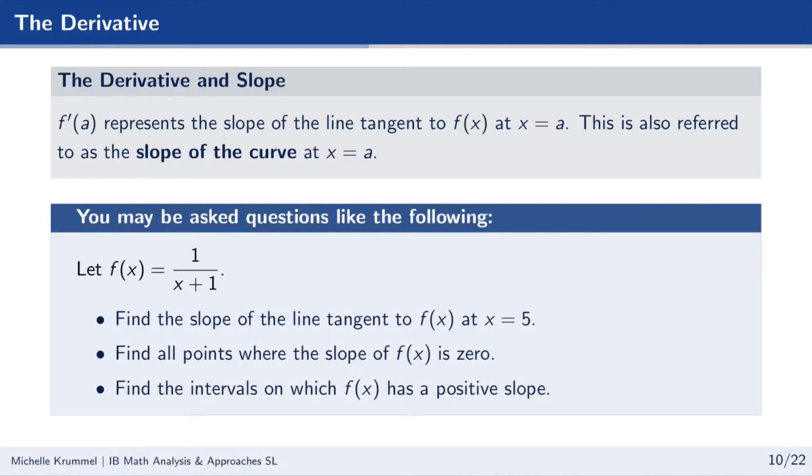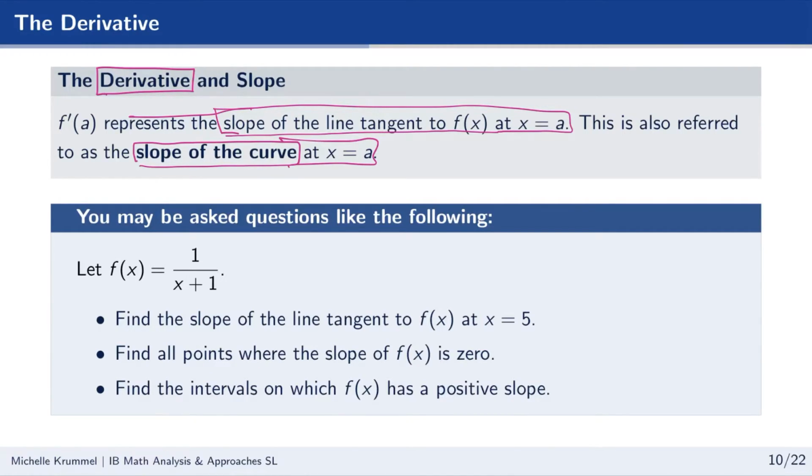Okay, so we have now yet another way to think about derivative. The slope of the curve is another way to describe derivative. And we can also call that the slope of the line tangent to the curve at x equals a. At x equals a, I should have included that there. So f prime of a represents the slope of the line tangent to the function at x equals a. This is also just called the slope of the curve.